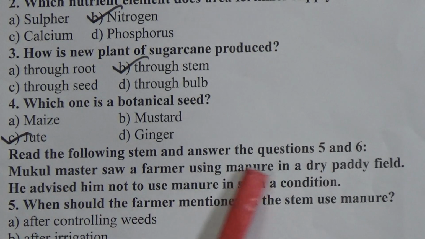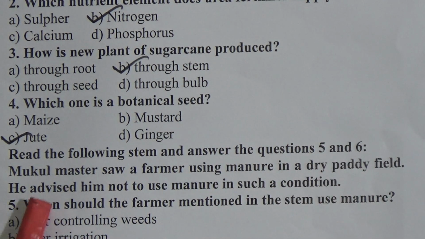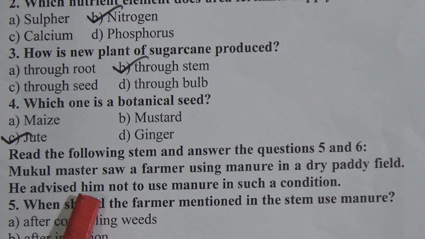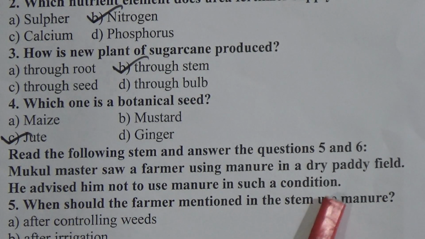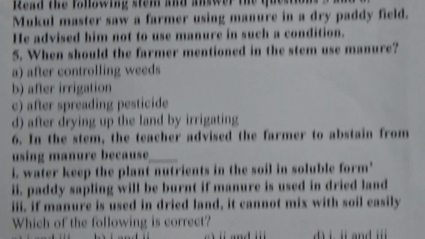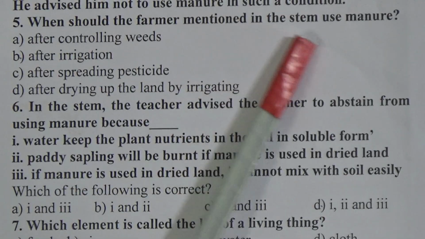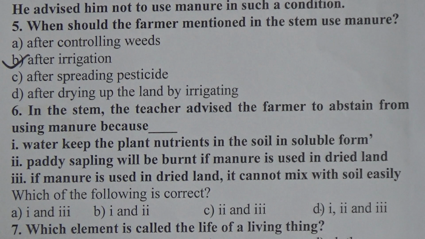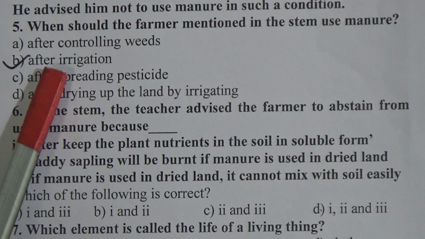Read the following stem and answer questions 5 and 6. Mukul Master saw a farmer using manure in a dry paddy field. He advised him not to use manure in such a condition. When should the farmer mentioned in the stem use manure? A. After controlling weeds, B. after irrigation, C. after spreading pesticide, D. after drying up the land. So look here, it is after irrigation. After irrigation, the farmer should use the manure in the field. Answer B, after irrigation.